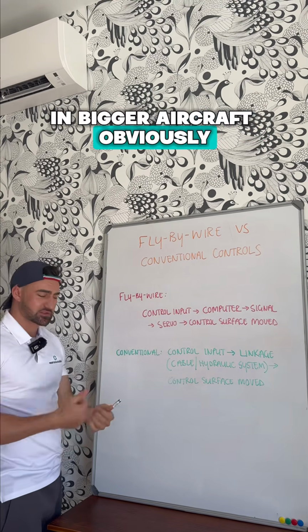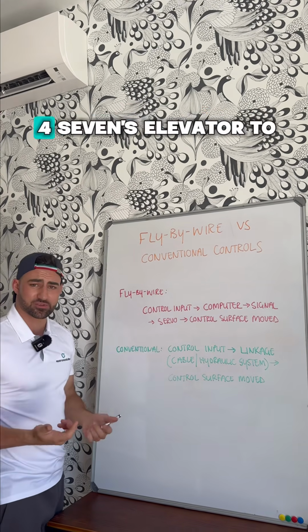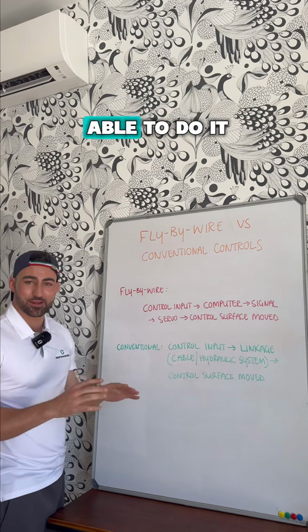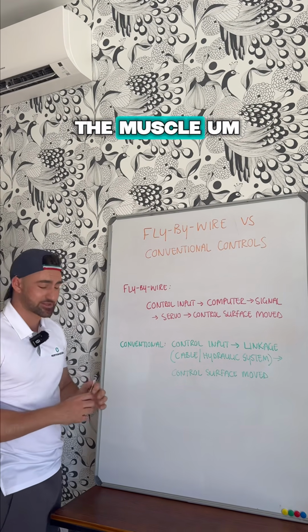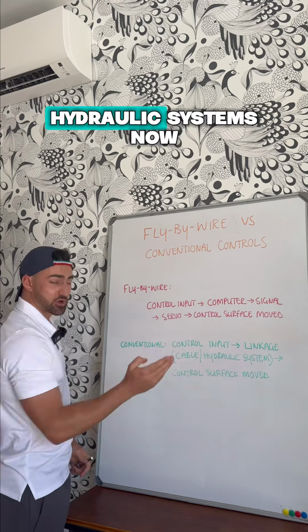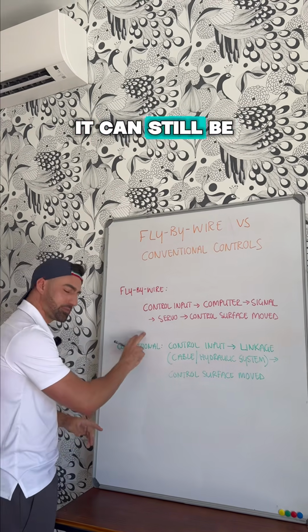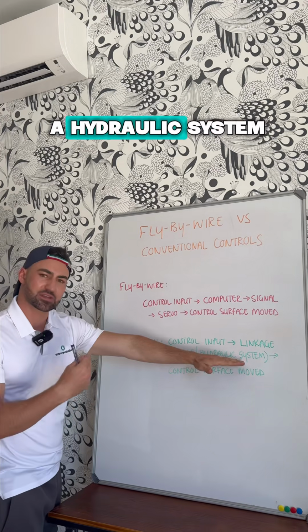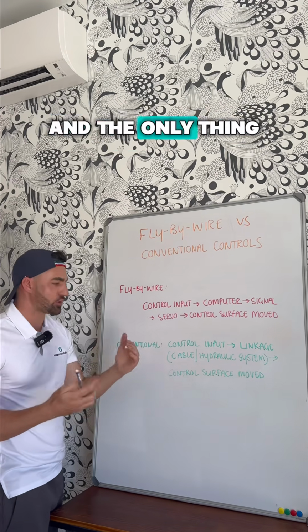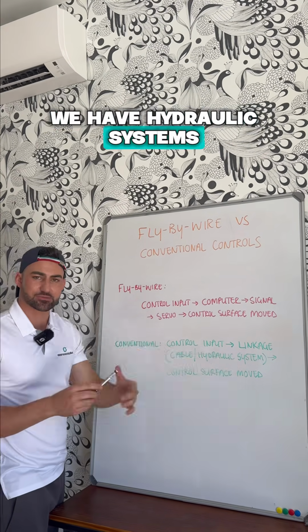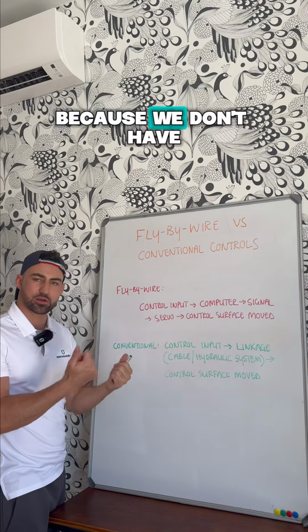Now in bigger aircraft, obviously for you to move a 747's elevator or rudder, you're not going to be able to do it with your manpower, even if you have the muscle. There we typically have hydraulic systems. Now don't get confused between a hydraulic system and fly-by-wire. It's two different things. It can still be a conventional system with a hydraulic system in the conventional system. And the only reason we have hydraulic systems is to be able to move those big control surfaces, because we don't have enough power.